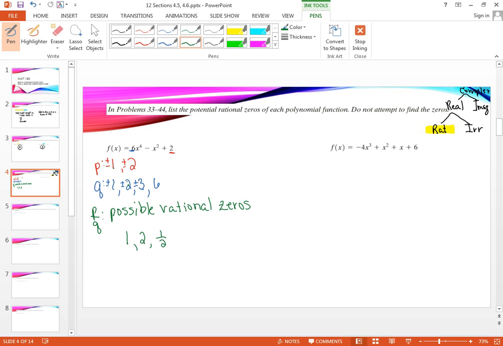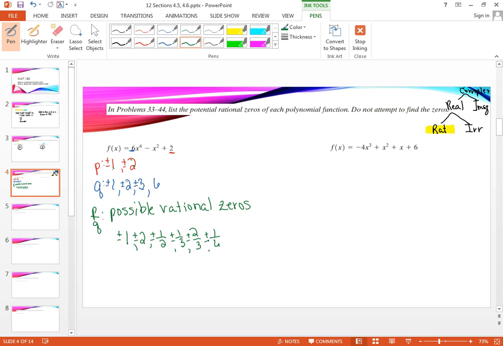2 over 2 is 1. I already wrote that. Then I'm going to do 1 over 3, 2 over 3, and then 1 over 6. 2 over 6 is 1 over 3. I already wrote that. Did I get them all? Don't forget the pluses or minuses. So 1, 2, 3, 4, 5, 6, 12 possible rational zeros. So if this particular function is going to have any rational zeros when you graph it, they're going to be one of those 12 numbers.